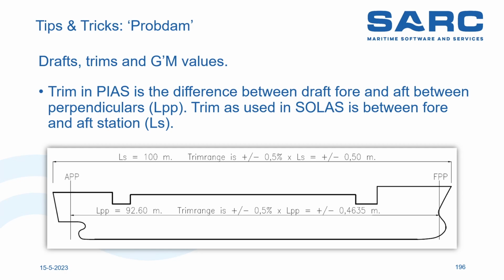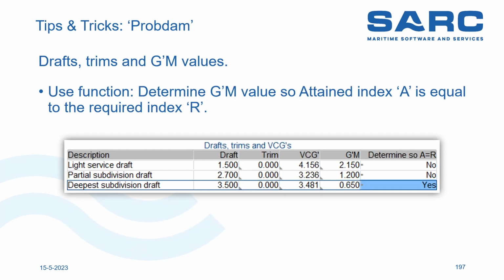The trim in PIAS is the difference between the draft at the fore and the aft perpendiculars. And the trim, as used in SOLAS, is between the fore and the aft station, the subdivision draft. So if we want to extend, for instance, the trim range, in this example, we have a subdivision length of 100 meter. The trim range is plus minus 0.5% of the subdivision length, so that's 0.5 meter. But the value for PIAS is measured between the length perpendicular, so that would be 0.4635 in this example. That's something to keep in mind.